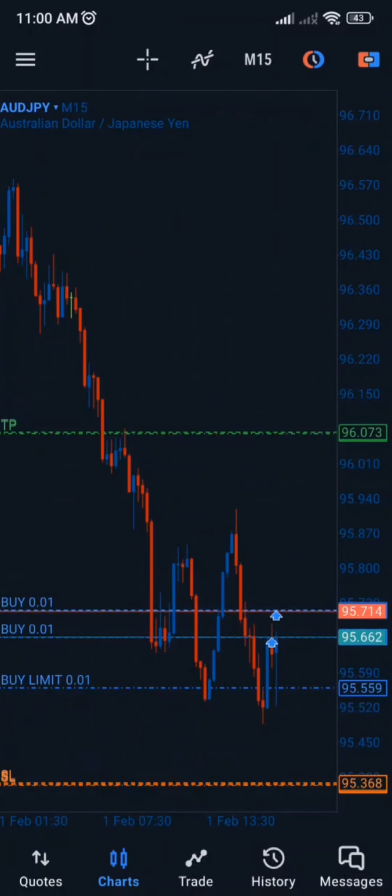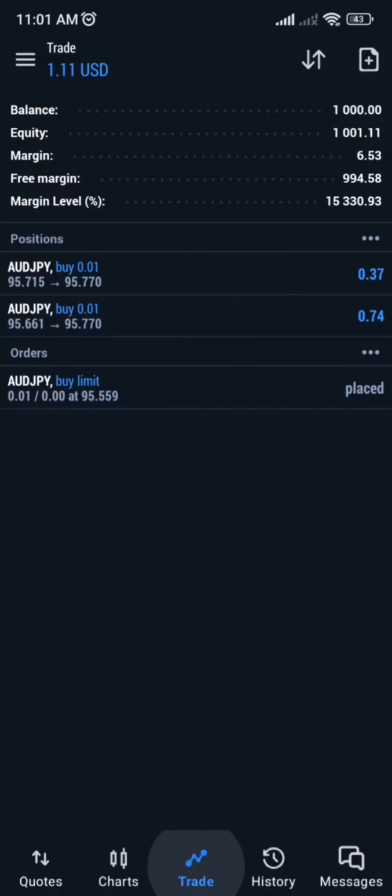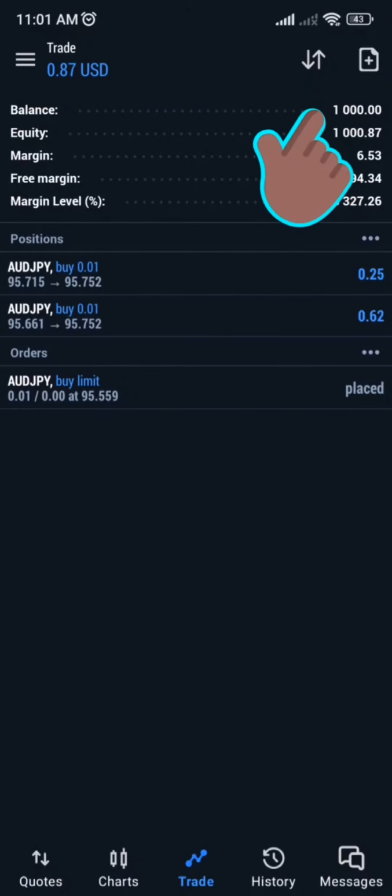As you would have seen, the order would have been executed. And the reason for this volatile movement is because there is a news event that is occurring currently right now. And now we can go to our trade window. And this is where you would see your figures fluctuating. Now you would realize that my balance stays at 1,000.